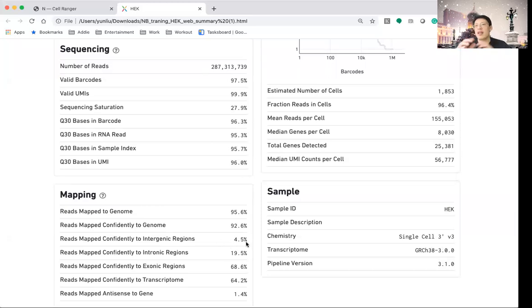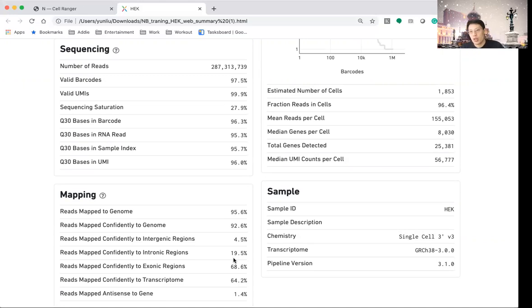If you look at this, you'll have very good confidence that you are sequencing the RNA molecule, because only a very small percentage goes outside of the gene regions, which is the intergenic regions. You'll also see about 19% or 20% that goes to the intronic regions, and the remaining most goes to the exonic regions.